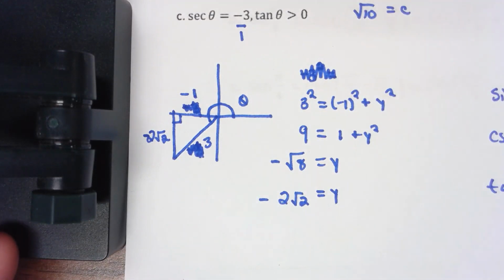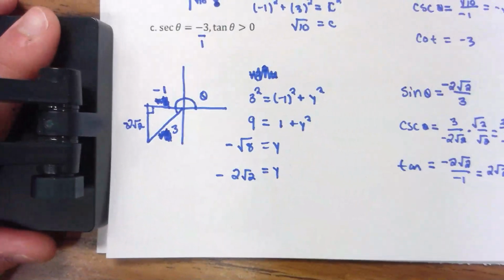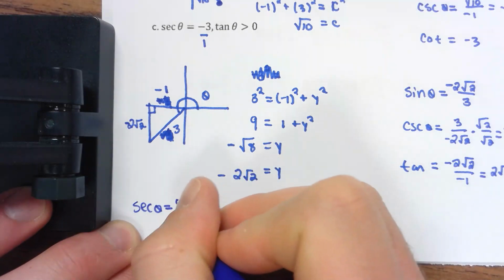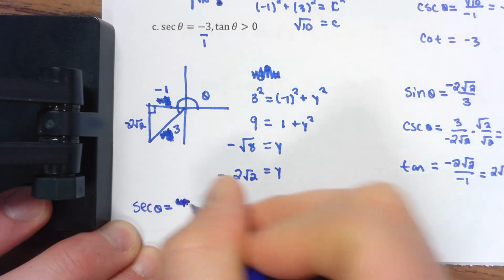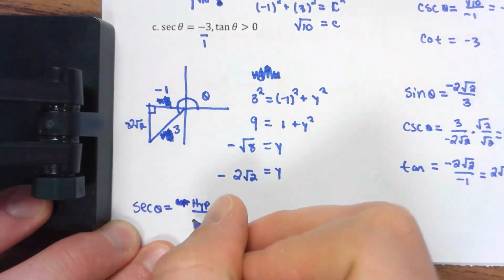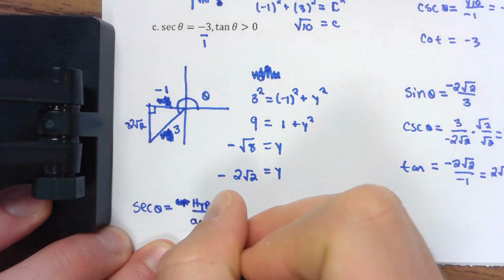Questions here? Caroline, you had your hand up. Yeah, you're exactly right. So with secant of theta, it's the hypotenuse over, it's the reciprocal of cosine. So it's the hypotenuse over the adjacent side.